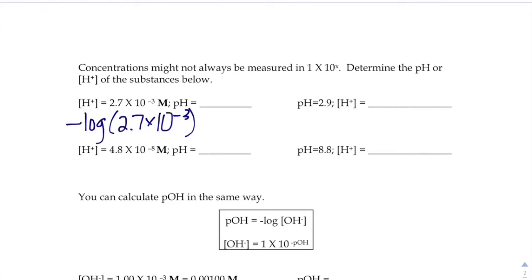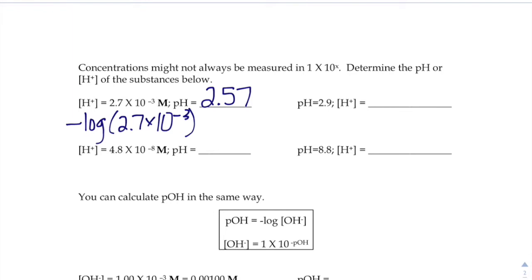It might be a good idea just to practice, because using that log button and scientific notation and everything, it's a good idea to practice with that calculator. Don't practice for the first time when you're taking your test on Tuesday. Okay. When you're typing these in, you should get something around 2.57.